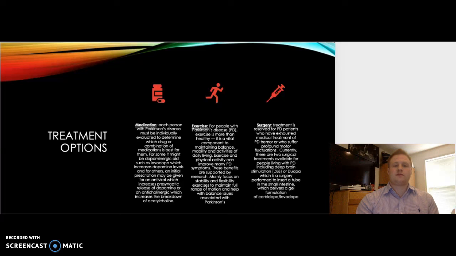As for exercise, for people with Parkinson's disease, exercise is more than healthy. It's completely vital. It's the main component to maintaining balance, mobility, and activities of daily living. Exercise and physical activity can improve Parkinson's disease symptoms. Sorry. These benefits are supported by so much research, and the main focus is that we want to focus on stability and flexibility exercises to maintain full range of motion and help with the balance issues.